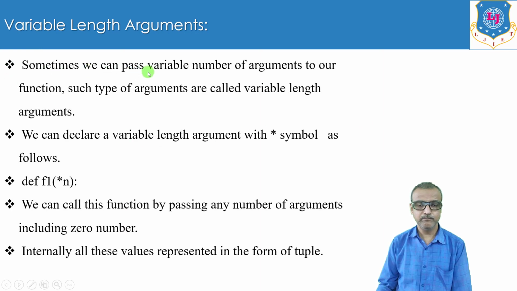Sometimes we can pass a variable number of arguments to our function. Such types of arguments are called variable length arguments. We can declare a variable length argument with a star symbol as follows. First of all, we have to write the keyword def, then the function name f1, then the star, and then the symbol n, and just don't forget to write this colon.